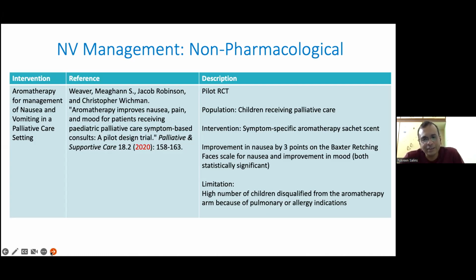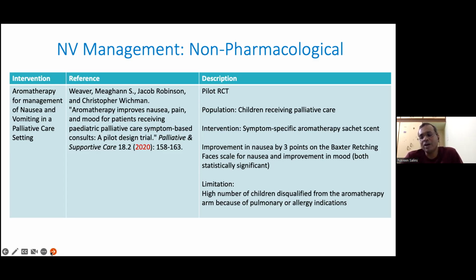And in children, it improved nausea and vomiting. The scale used in children is called the Baxter Retching Faces Scale. You must all be familiar with the Wong-Baker Faces Scale, no? That is used for pain. So for nausea, the scale used in children is the Baxter Retching Faces Scale. On it, there was an improvement in nausea by 3 points.